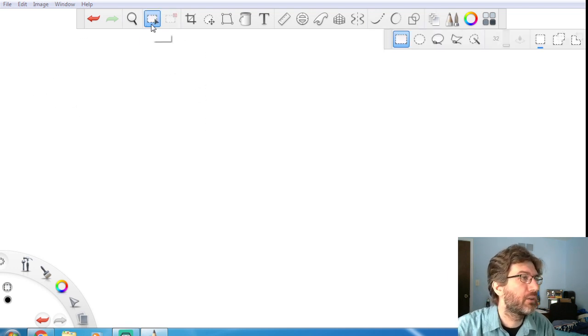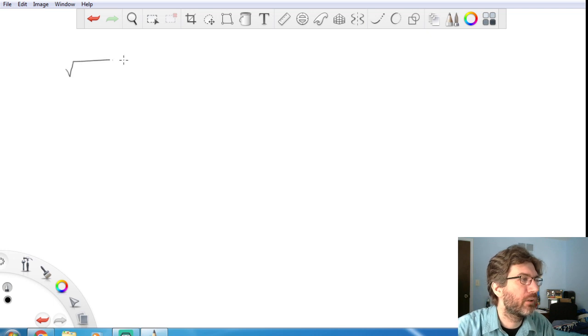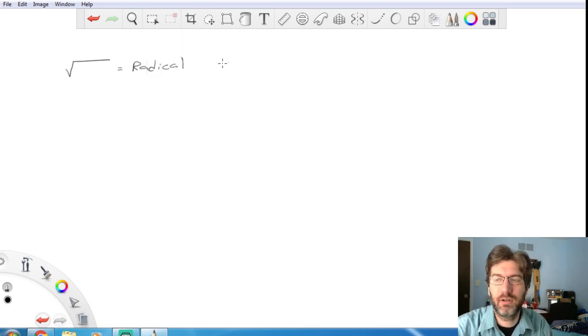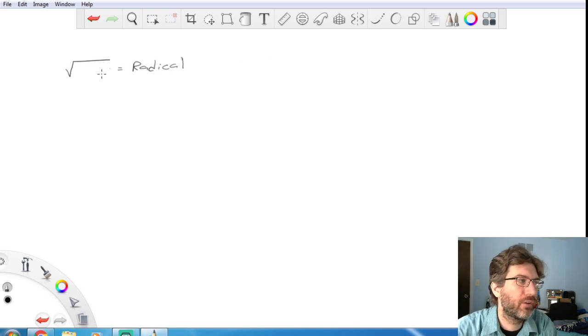Just for that, terminology you need to know. This symbol here is called a radical. Let me make sure I spelled that right. Yeah, that is called a radical. So whenever I say there are things under the radical, I mean whatever is underneath this symbol here, the number underneath that. So for example, the square root of 16. This sign is the radical. The 16 here, that is called a radicand.